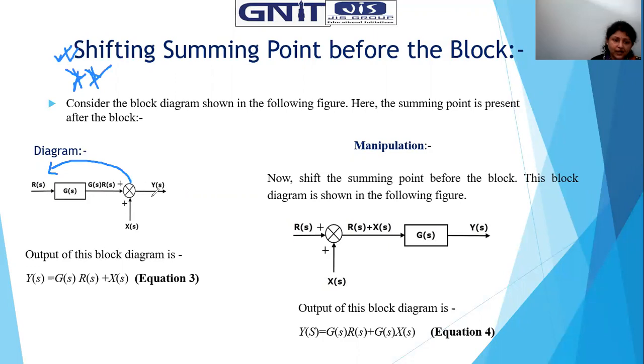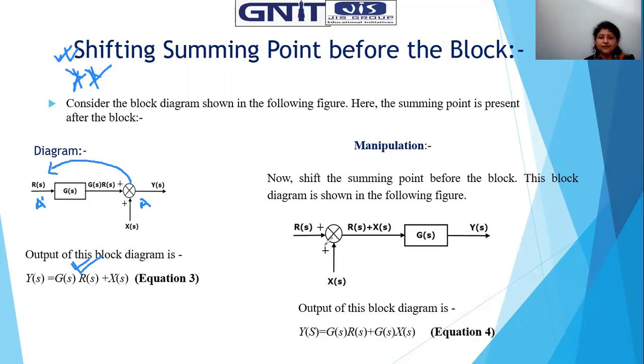So here we are trying to shift. Our point is A here, and just after the block, we are shifting it here, A dash. So what we get here, the output should be RS into GS plus XS. Simple. Plus XS. Right? That should be accomplished. That should be kept in mind. Whatever the manipulation, no change should occur at the output. That must be in your calculation.